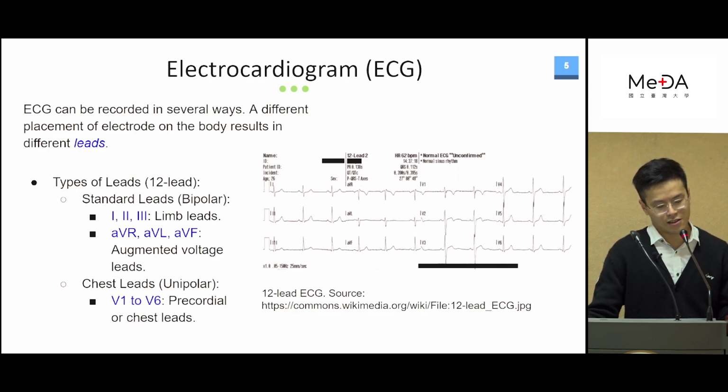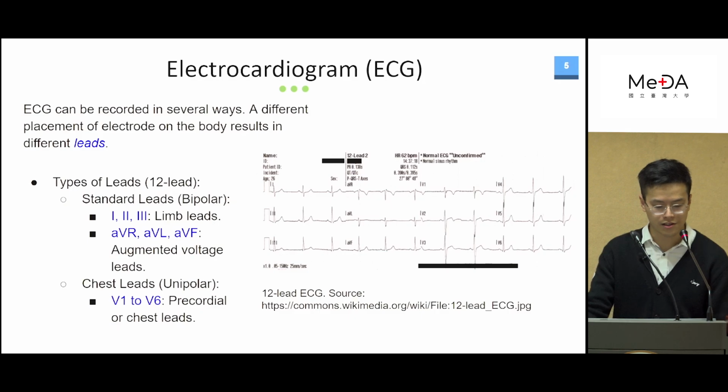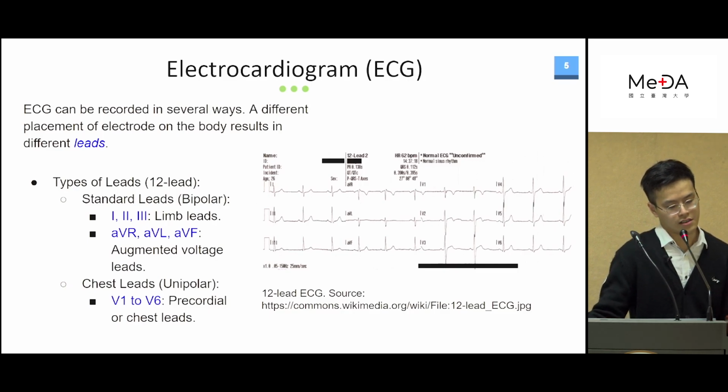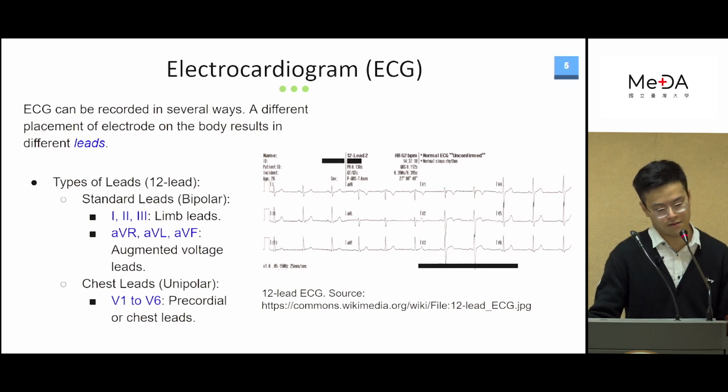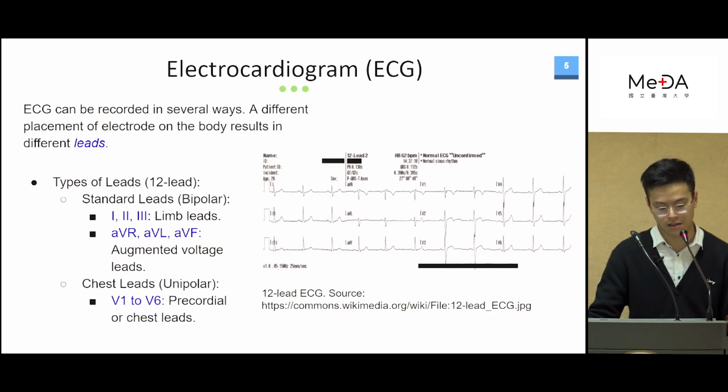So what are the 12 leads? We have lead 1, lead 2, and lead 3, which on the picture are on the leftmost. We also have AVR, AVL, right and left, and inferior AVF. And we also have chest leads, which are V1 to V6, the rightmost six ECG signals in the picture. So these are the 12 leads of ECG.